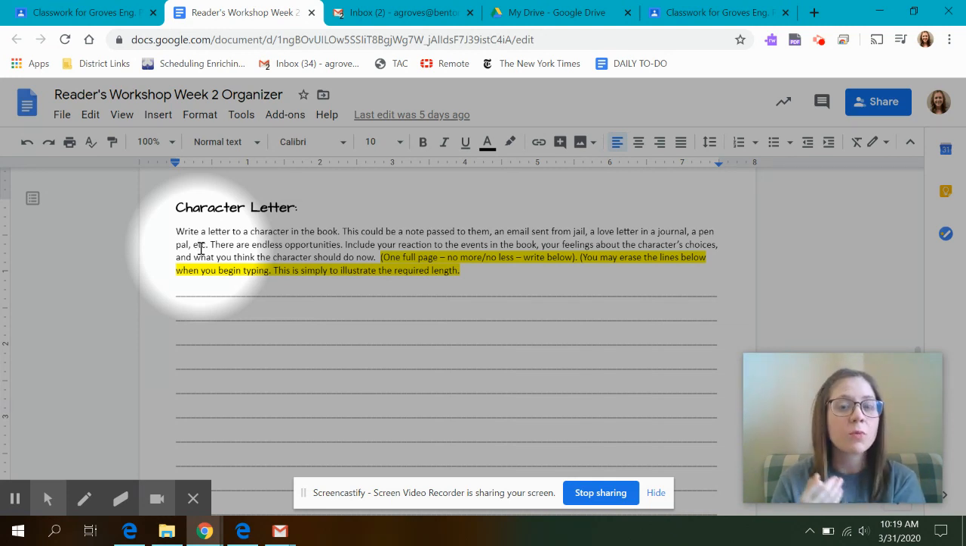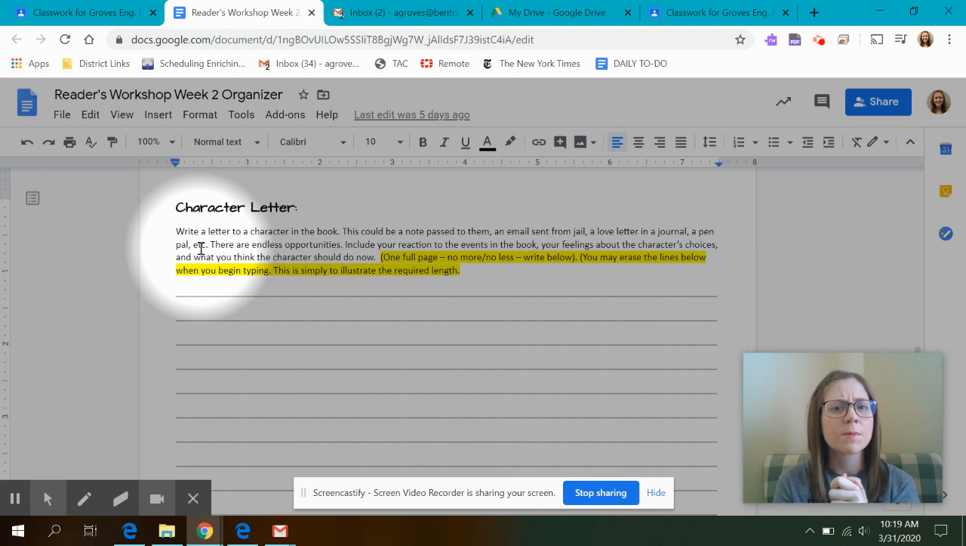You can write a letter between two characters, where instead of you writing to one, you are pretending to be one character writing to another. I think that's fine too. Now you're going to write one full page, no more, no less, in a normal size font. So font size 12, we're not double spacing. You are writing a full letter, font size 12.